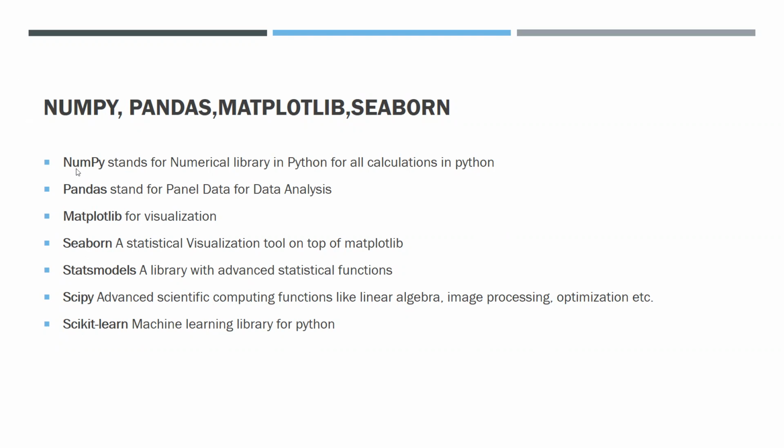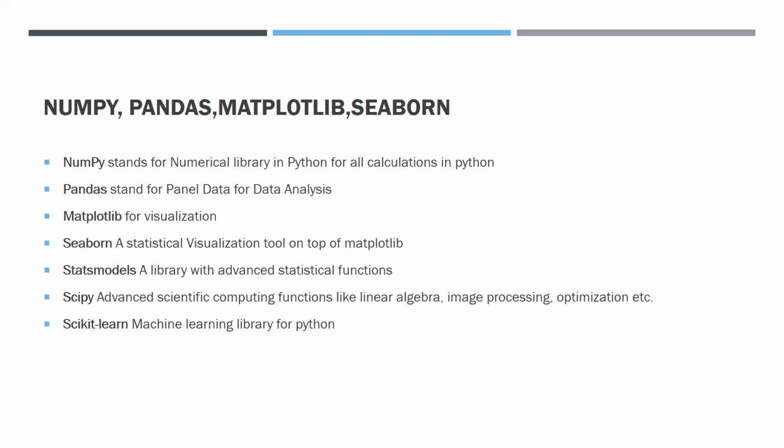So NumPy basically stands for numerical library in Python. You can see here, the first three words, numerical, Num, Py, Python. That is why we are calling this library NumPy, and NumPy stands for numerical library in Python for all calculations in Python. Pandas stands for panel data for data analysis. You can see here, panel, P-A-N, panel data analysis.